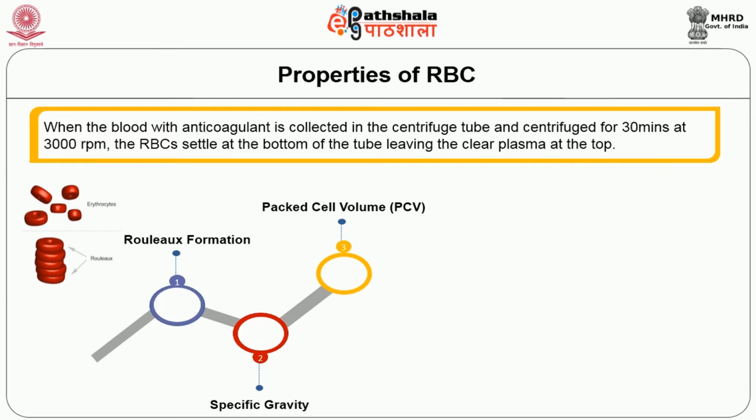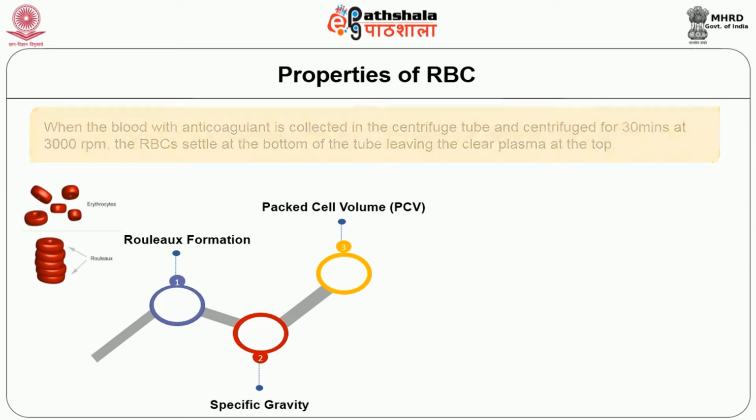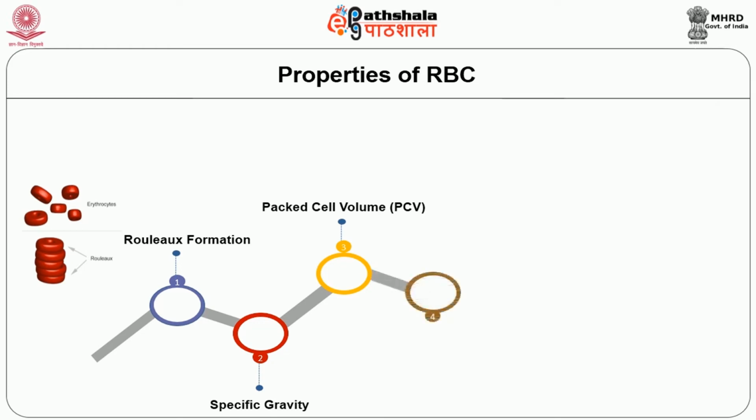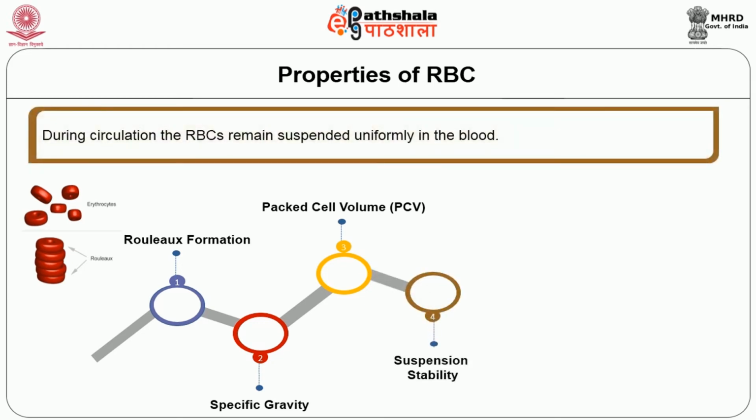The hematocrit is a reliable index of the red cell population. The next property is suspension stability. During circulation, the RBCs remain suspended uniformly in the blood.